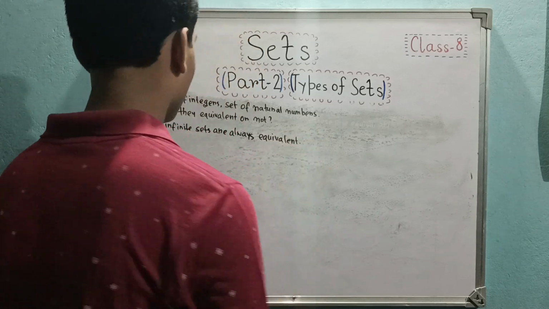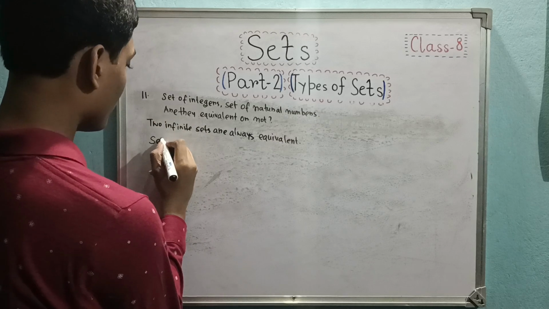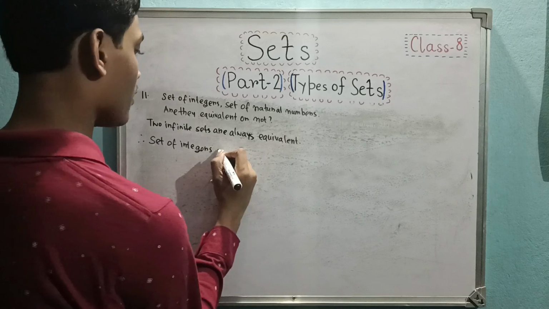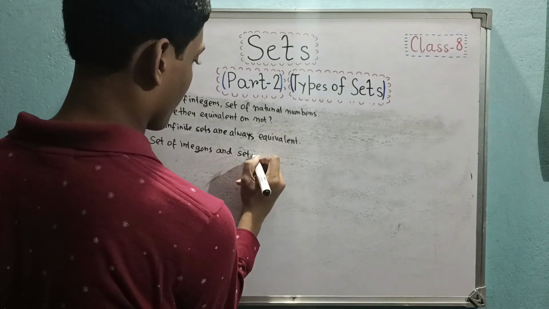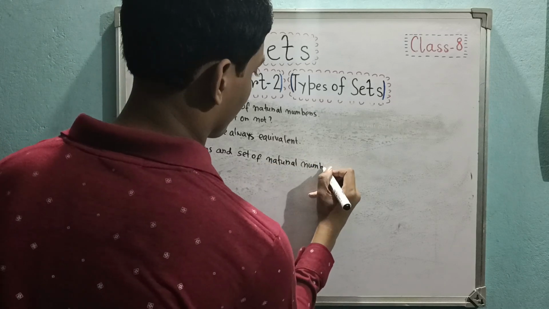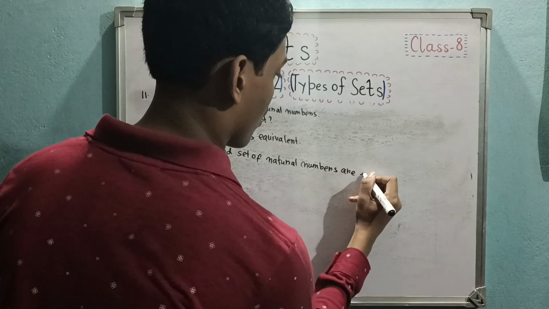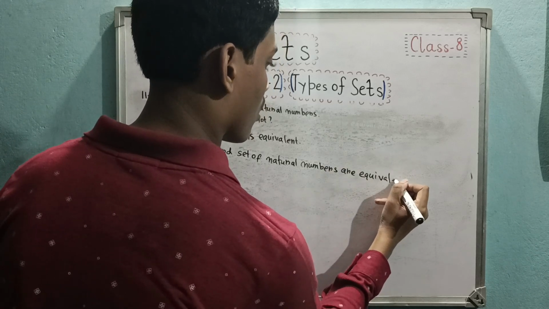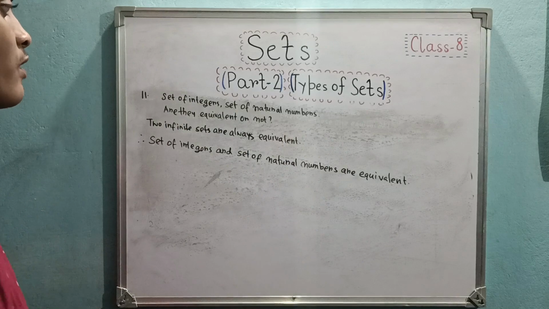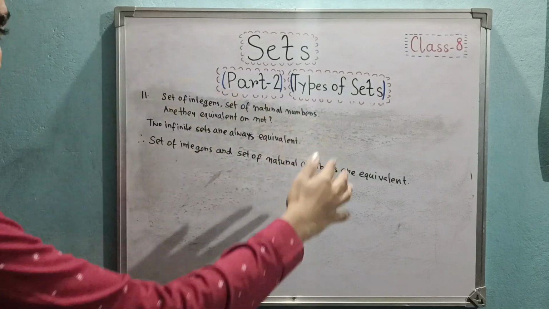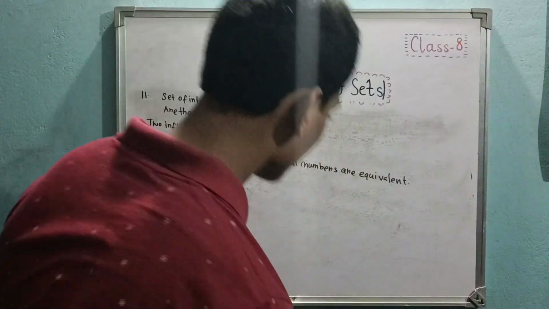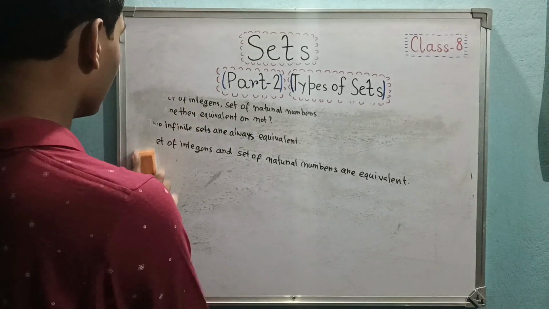Got it? Therefore, the set of integers and the set of natural numbers are equivalent. So keep this in mind, questions like these may come. Also consider the set of whole numbers and the set of natural numbers. Same case, both are infinite, so they are equivalent sets. Remember this. Now let's proceed to our next sum. We learned this theory, keep this in mind.